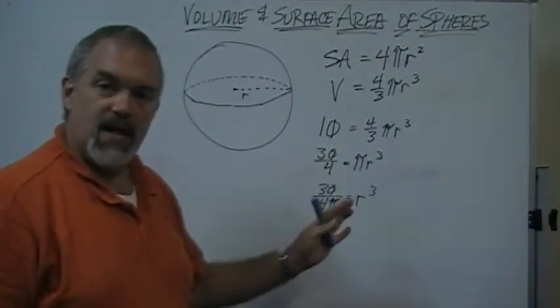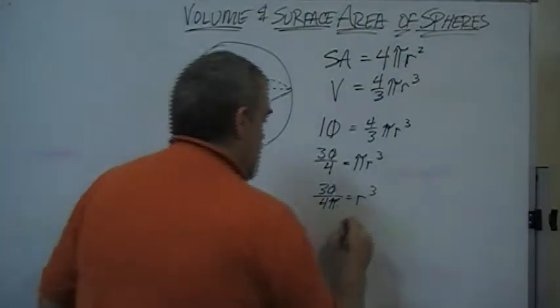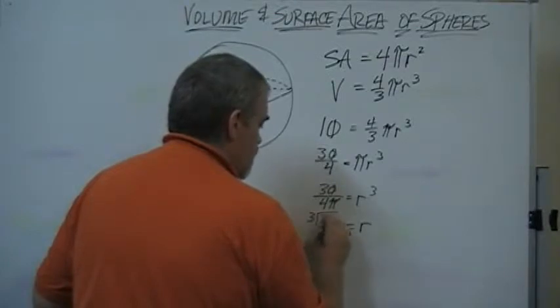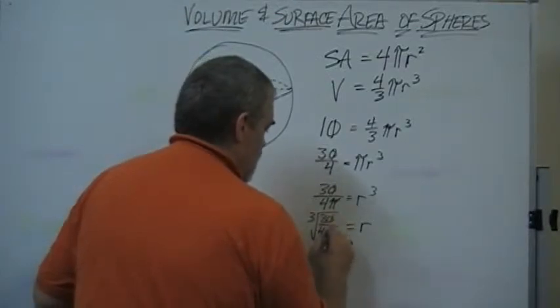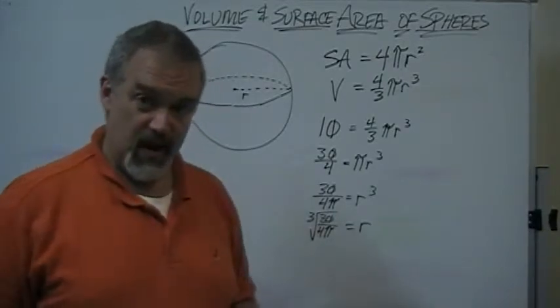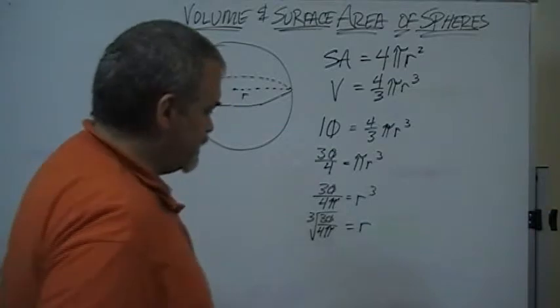How do I get r by itself then? Well, I take the cube root of both sides. And I get that r is equal to the cube root of 30 over 4 pi. Got two parts of an irrational number there, so we're not going to get an exact number.